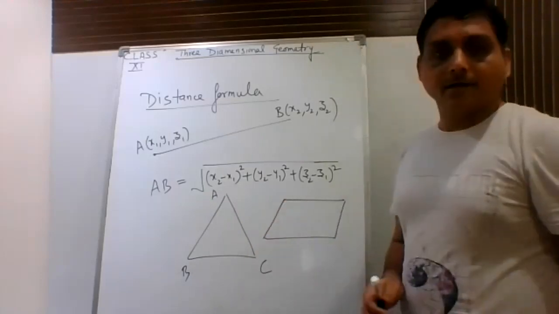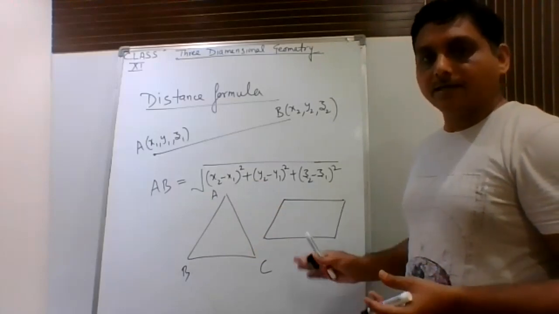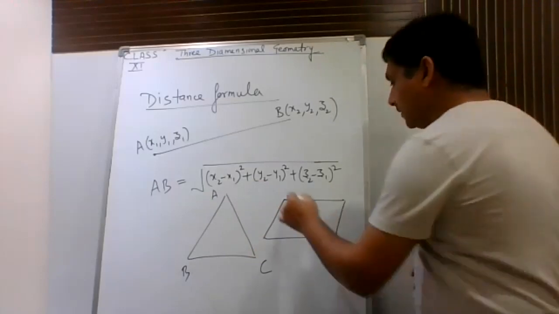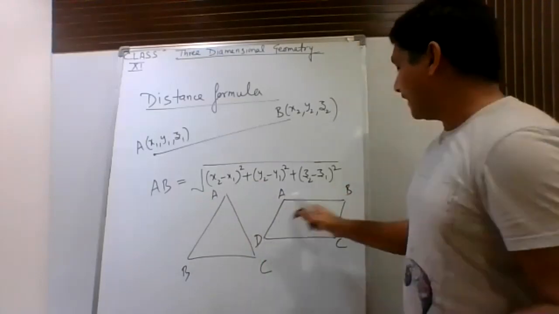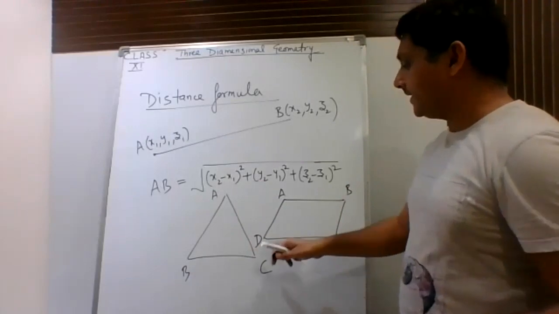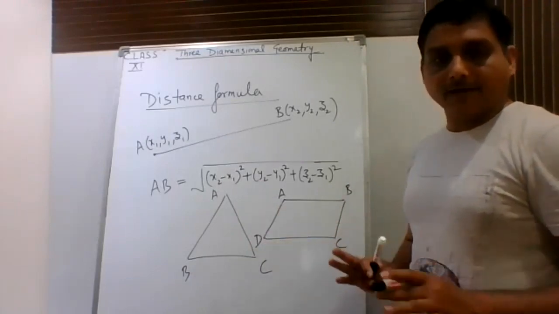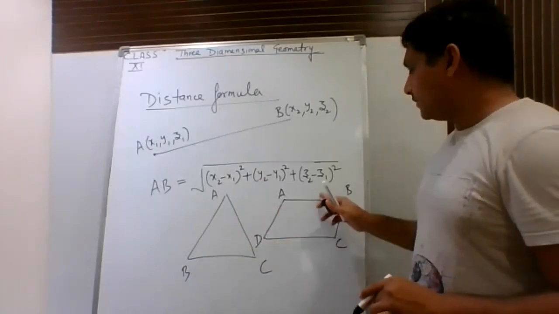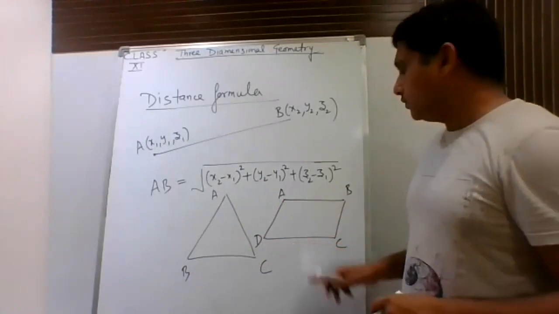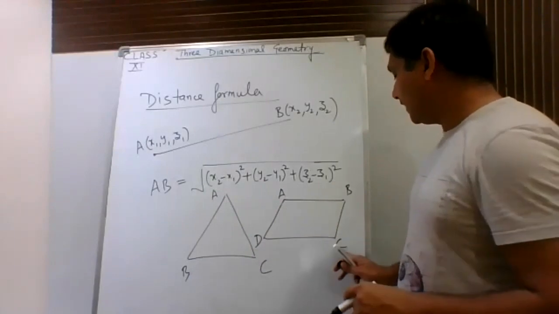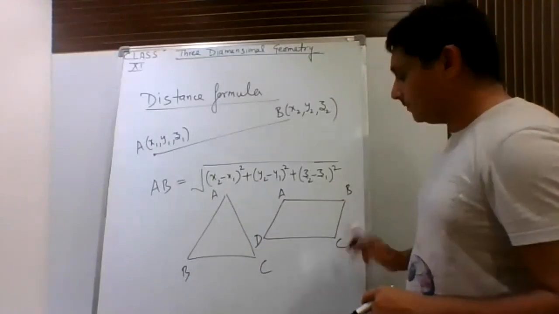They will give you a quadrilateral and ask you to prove that it is a parallelogram. Now how to do that? You will call it A, B, C, D. You will find AB, BC, CD, and AD. After finding all the distances, you just have to see that the opposite sides of a parallelogram are equal. So you have to prove AB is equal to CD and AD is equal to BC, right?